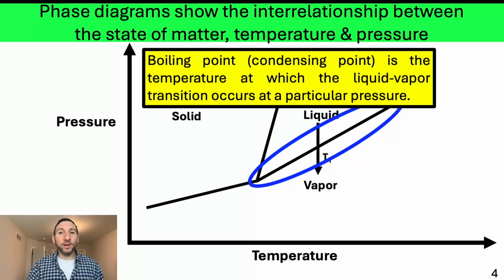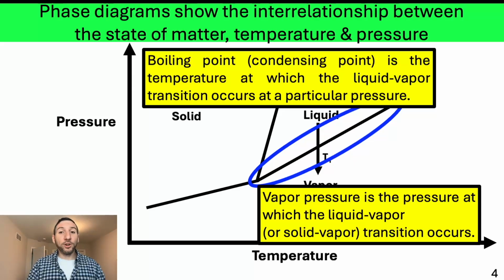And that's the temperature at which the liquid vapor transition occurs at a particular pressure. Now, the other thing to be aware of, and another term to know, is vapor pressure. So that's the pressure at which your liquid vapor transition occurs, or if you're dealing with a solid vapor transition, so you're at that line that's to the left of your liquid vapor line, that's where your solid vapor transition occurs.